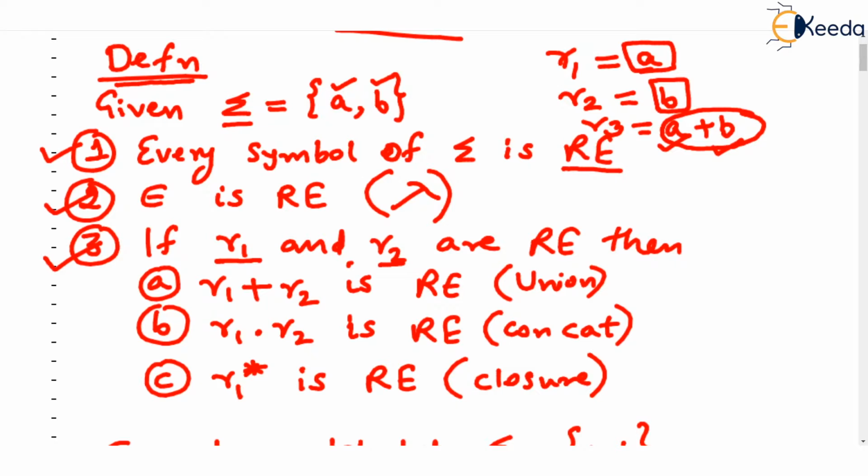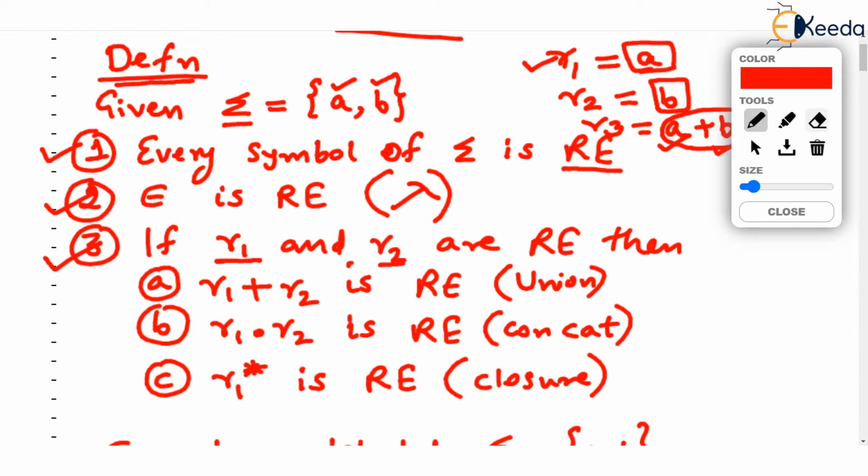Point number B, if R1 and R2 are already two regular expressions, then R1 dot R2, to be read as R1 dot R2, is a regular expression. Now this dot here stands for concatenation of two regular expressions R1 and R2. So going to our previous example that we were looking at, see if R1 is A as pointed here, R1 is A, this itself is a regular expression.